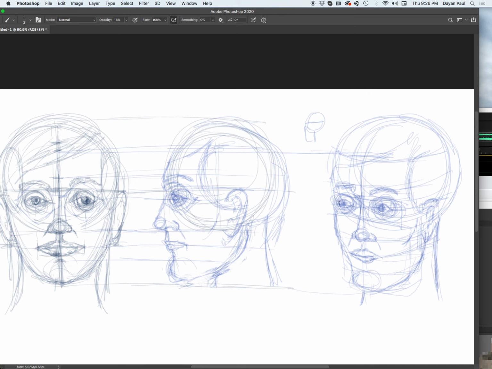The likeness of a character or things like that are going to be based on observation. But these are basically how you can start drawing a character without really any real reference at all. So hope that helps.